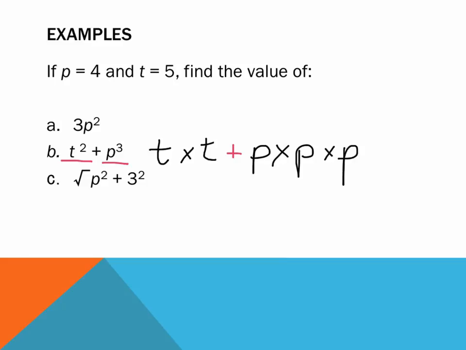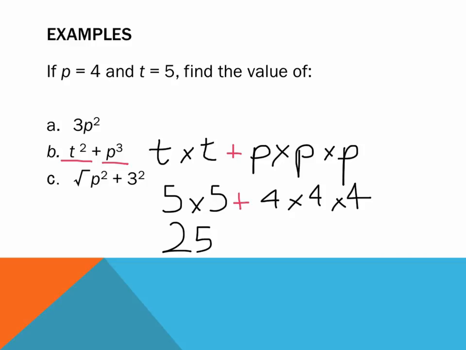Now let's substitute it in. 5 times 5 plus 4 times 4 times 4. 5 times 5 is 25, plus 4 times 4 is 16. 16 times 4. Well, 10 times 4 is 40, 6 times 4 is 24, so 40 plus 24 is 64.